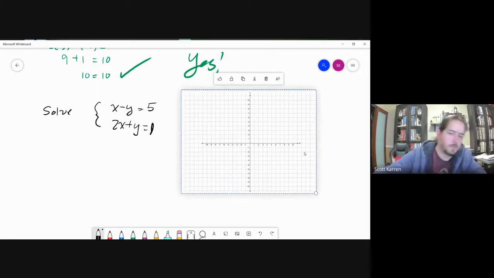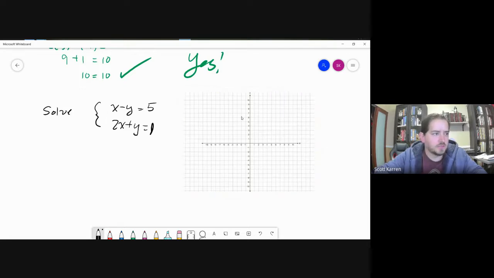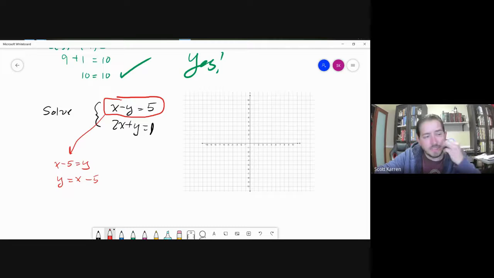All right. So if I graph both of these lines, let's graph this top one in red, perhaps. I'm going to rewrite this. I'm going to subtract y to the other side and subtract 5 to the other side to give me x minus 5 equals y. Or similarly, y equals x minus 5. This is easy to graph because it has a y-intercept of negative 5 and a slope of 1. So up 1 over 1.